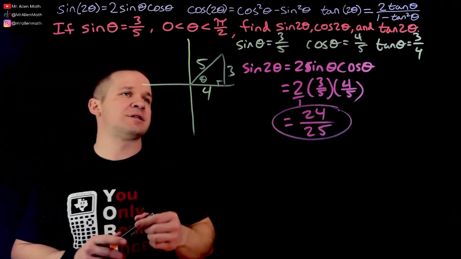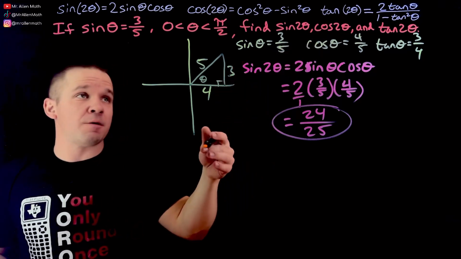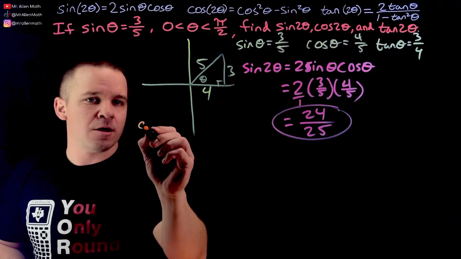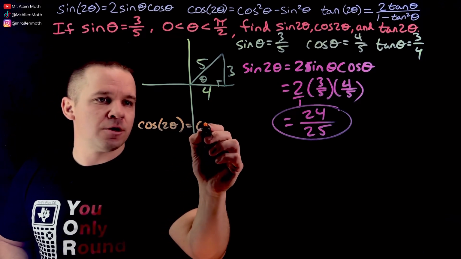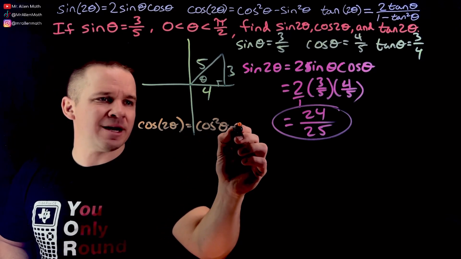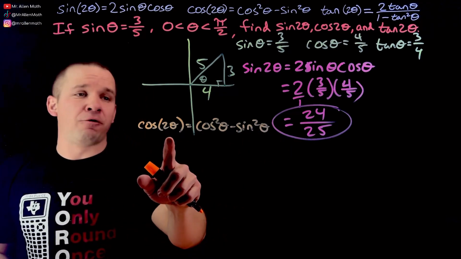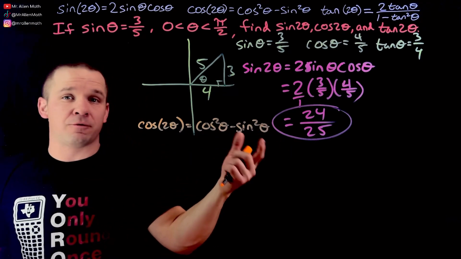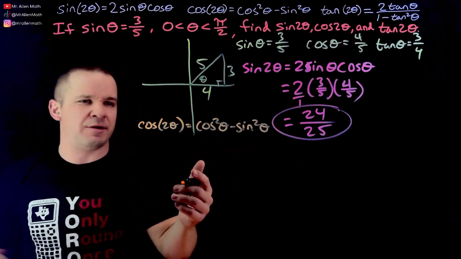Cosine of 2 theta. Well, I got to use my cosine formula right here. So it's cosine squared minus sine squared. We got cosine of 2 theta equals cosine squared theta minus sine squared theta. Now, the cool thing about the cosine double angle formula is you can actually rewrite this in a couple different ways using your Pythagorean identities. This one's fine for this particular problem, so let's just leave it as is, all right?